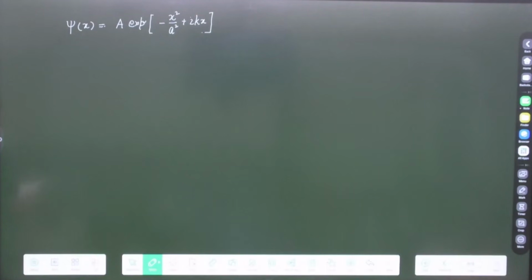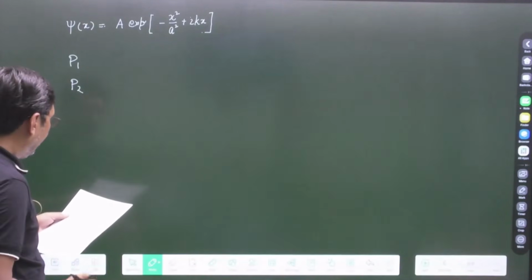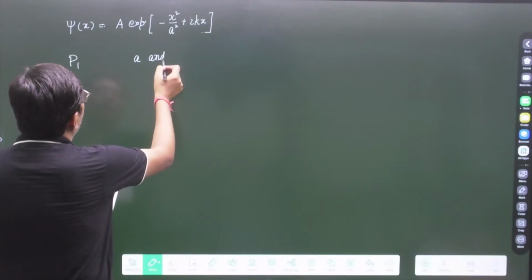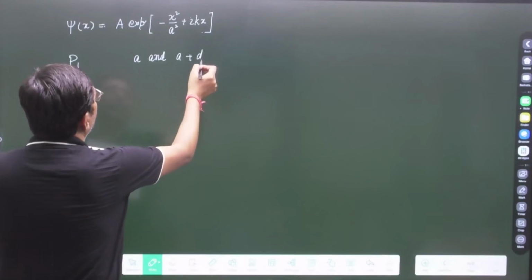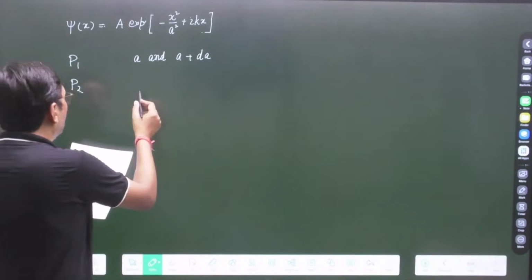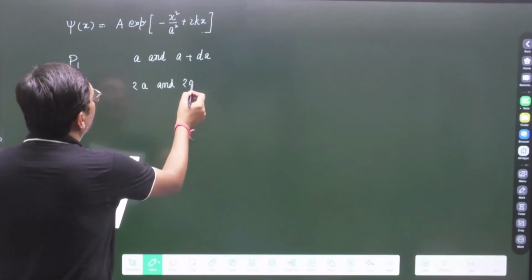Write further. If P1 and P2 are the probabilities of finding the particle in the range A and A plus dA, and 2A and 2A plus dA.